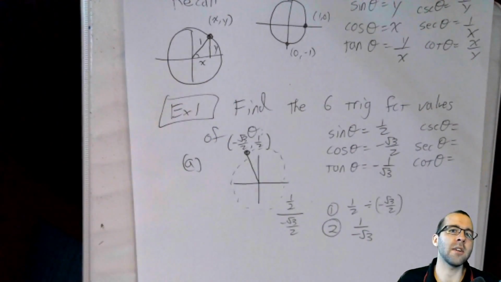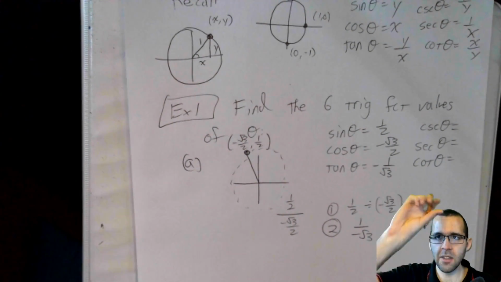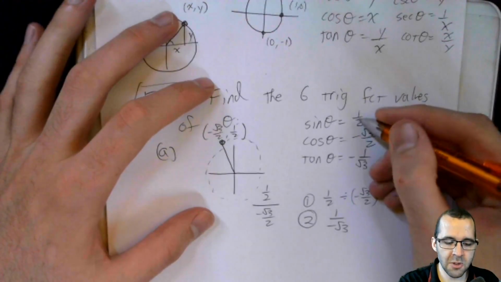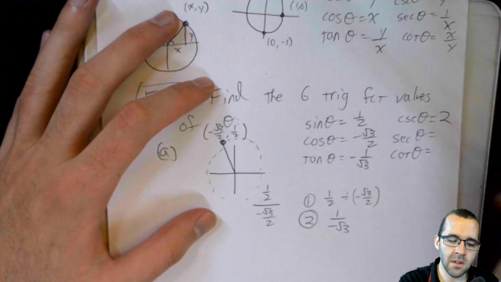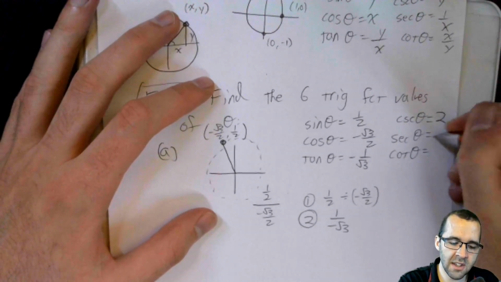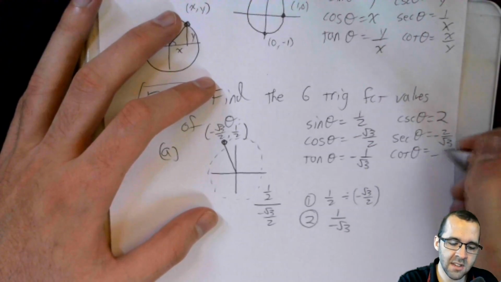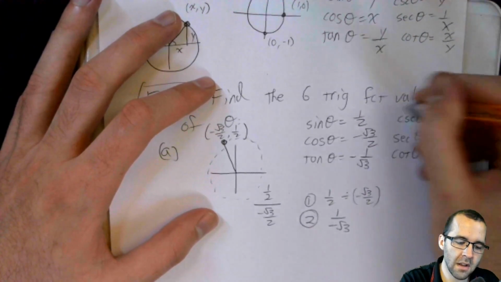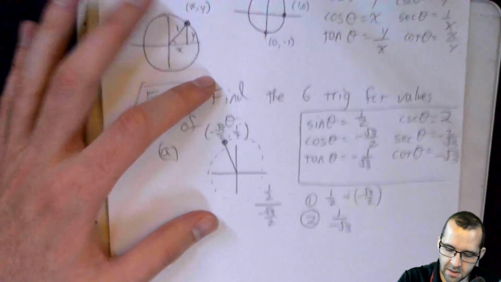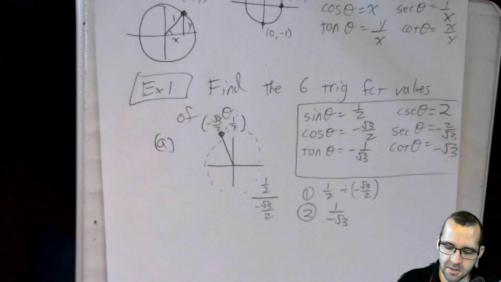And now we've already done all the hard work. Now we just flip everything to get the reciprocal function values. Cosecant is the reciprocal of sine, it's just 2. Secant is the reciprocal of cosine, that's -2/√3. Cotangent is the reciprocal of tangent, it's -√3. And here we are.